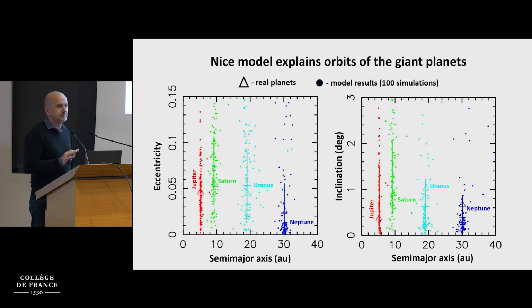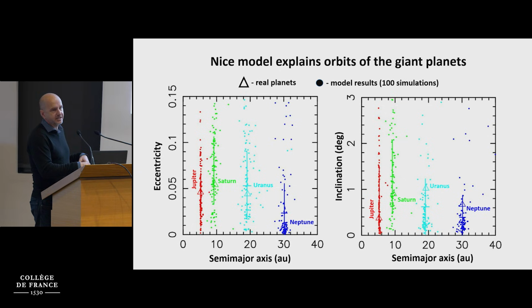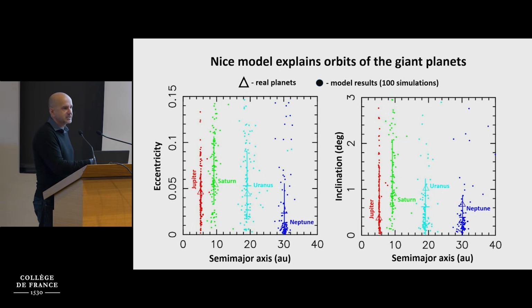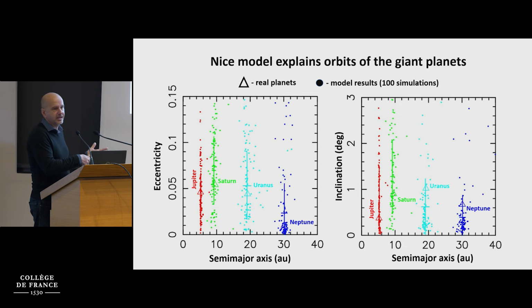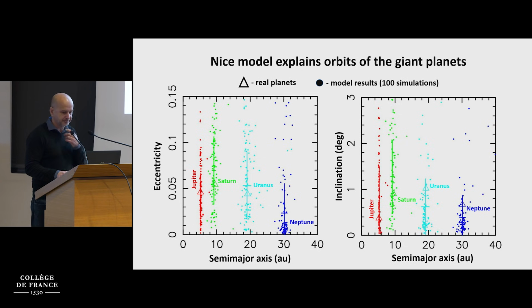If there wouldn't be any instability, and the planets would just migrate into that outer disk, they would end up with eccentricities exactly 0 and inclinations exactly 0. So there is a need for the instability to explain these mild eccentricity inclination of the giant planets.